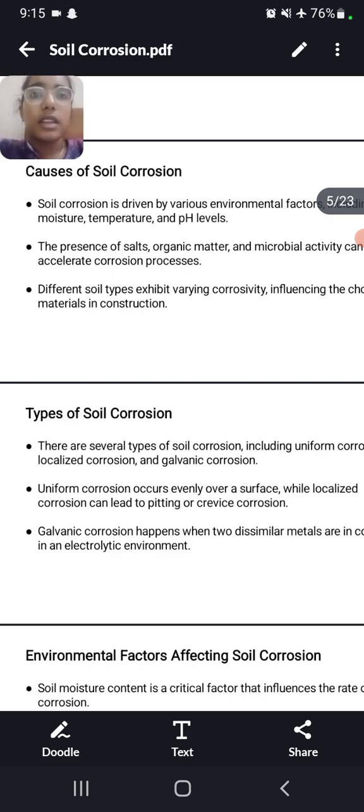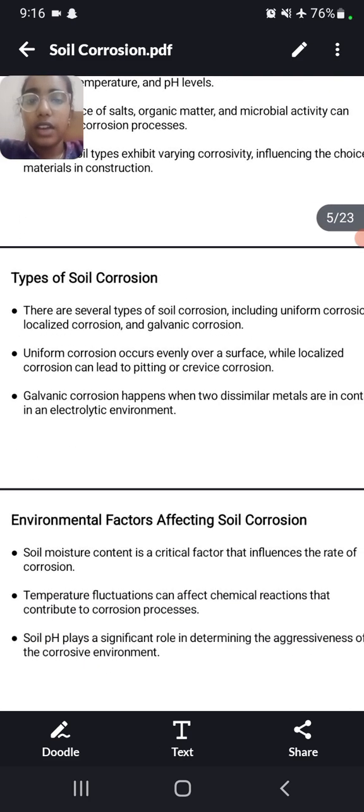Microbial activity. Certain bacteria, such as sulfate reducing bacteria, can accelerate corrosion through their metabolic activities, known as microbiologically influenced corrosion. Next is temperature. Higher temperature can increase the rate of electrochemical reactions, potentially accelerating corrosion. Next is types of soil corrosion. There are several types of soil corrosion, including uniform corrosion, localized corrosion, and galvanic corrosion.